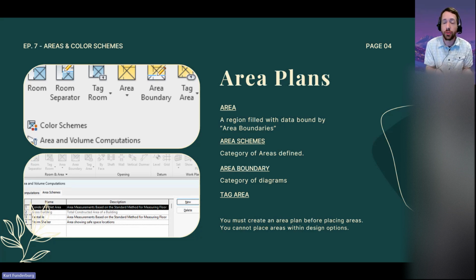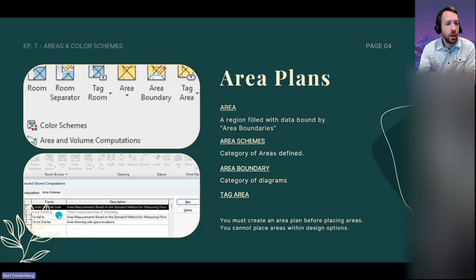So if we want to have different area boundaries, we need to have different area plan categories so that there's no overlap. That way, when we tag an area in one plan, it's not also seen in another plan. And we'll get to how we want to do that.